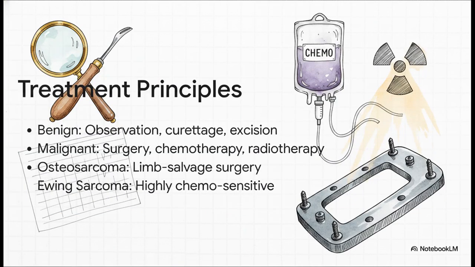Once you've solved the case, treatment spans a pretty wide spectrum. For benign growths, you might just observe it or go in for curettage and excision. But for malignancies, the stakes are much higher. We're talking neoadjuvant chemotherapy, radiotherapy, and major surgery. Osteosarcoma, for instance, often requires intense limb salvage surgery. Ewing sarcoma, on the other hand, while highly aggressive, is thankfully very chemosensitive, so we hit it hard with systemic protocols.